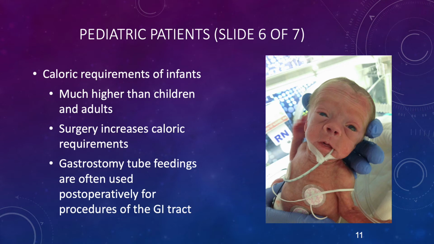So let's talk a little bit about caloric requirements. Just briefly, the takeaway here is that the caloric requirements for children is much higher than it is for adults. And when pediatric patients have surgery, their caloric requirement increases by 20 to 30%. So as a result, infants typically receive a feeding tube post-operatively for procedures if we're operating on the gastrointestinal tract.